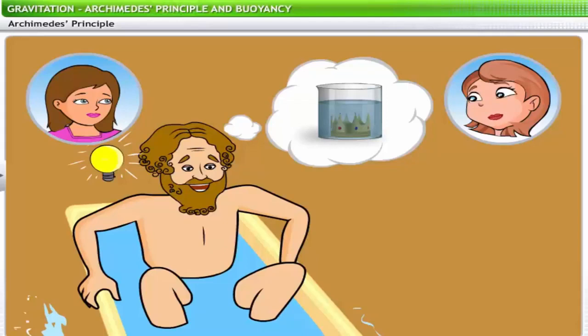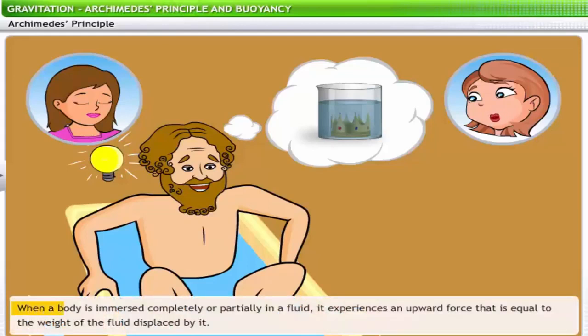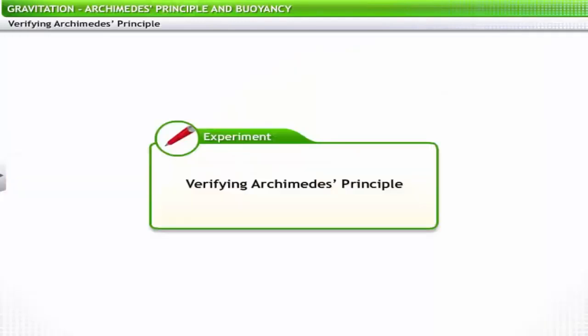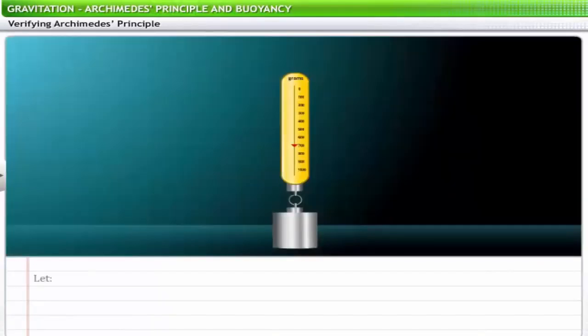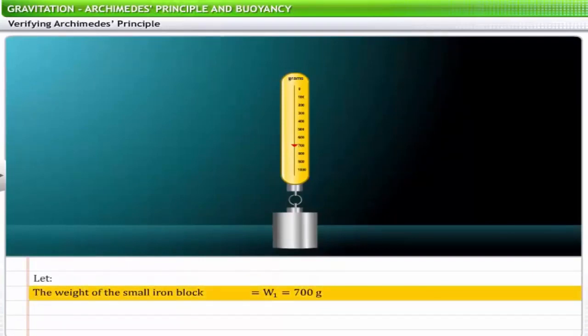This principle states that when a body is immersed completely or partially in a fluid, it experiences an upward force that is equal to the weight of the fluid displaced by it. We can verify Archimedes' principle through an experiment. From a spring balance, suspend a small block of iron weighing W1, say 700 grams.